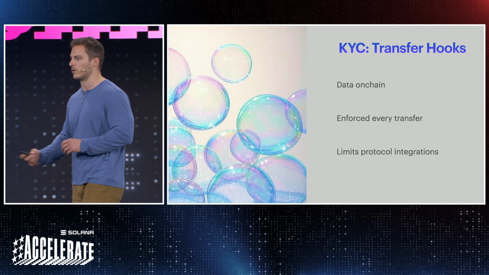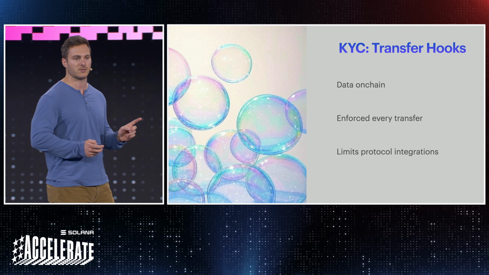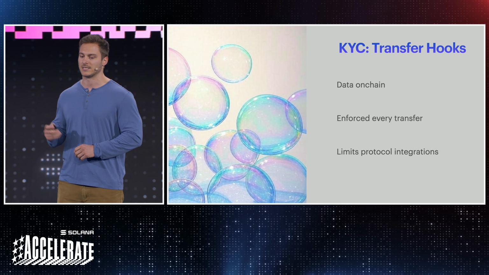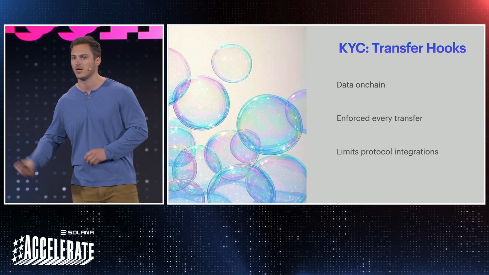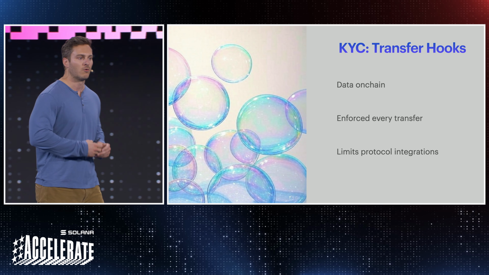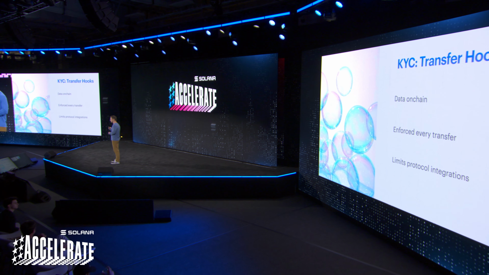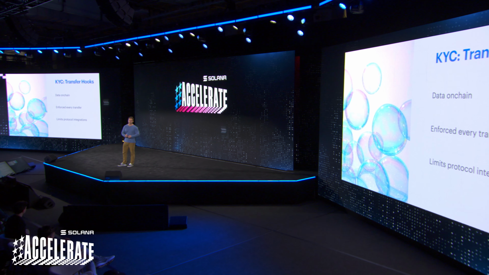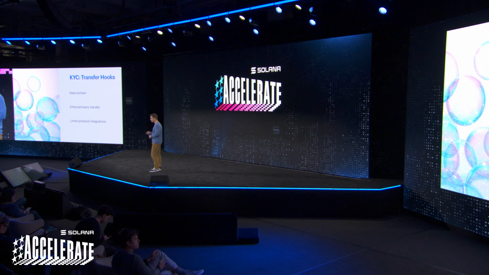Now, KYC is very important when it comes to on-chain compliance. There are basically two ways to do this right now. One is through transfer hooks. The big benefit of using transfer hooks is that all of your data is on-chain. You can specify whether you want to have the user's jurisdiction on-chain, if you just want to have their KYC level on-chain, whatever information you want, it can be there. And what happens is when the transfer is created, both parties are checked to make sure that they're KYC'd, and if they're not, the transfer will fail. So this is enforced on every single transfer. One downside with this is that it limits protocol integrations. Not every single protocol supports transfer hook functionality.